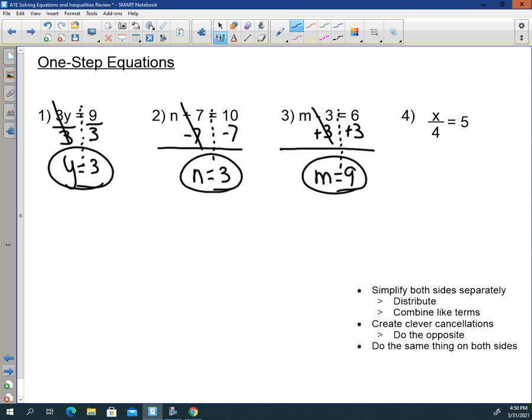Last one, we have x divided by 4. Each side is already simplified, no parentheses, no combining of like terms. And so we're going to do the opposite. If we're dividing by 4, let's multiply by 4 on both sides. That creates this cancellation, and x equals 5 times 4, or 20. And that is how you do one-step equations.